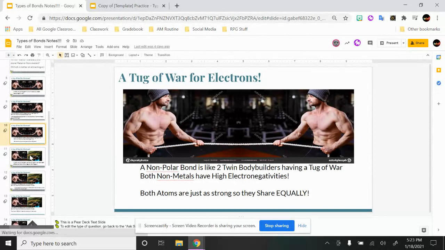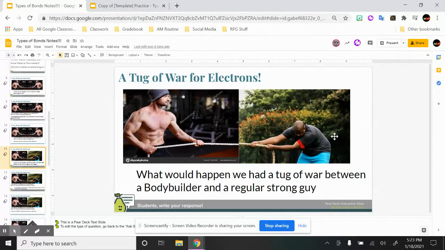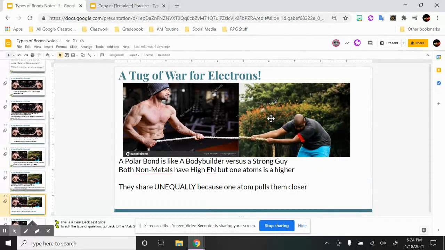Another type of bond would be like a bodybuilder versus a strong guy. Now, this guy works out, but he's not quite as strong as the bodybuilder. So when that bodybuilder goes to pull on that rope, he's going to be able to pull it closer to him because he's stronger, but this other guy is not going to let go. He's not going to win, but he's not going to let go of that rope. This is kind of like a polar bond.